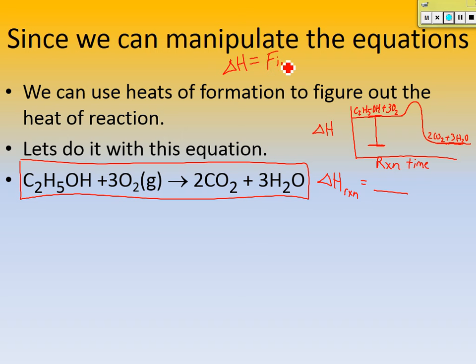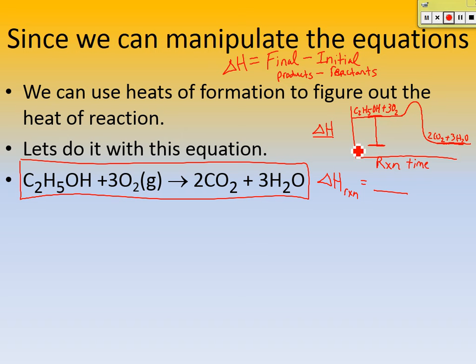Final, good. Final minus initial. So the final was the products, right? So we're going to take the products minus the initial, or the reactants, I guess I should say. Isn't it products minus the reactants? That's what delta H is equal to. And in this case, is delta H going to be positive or negative?